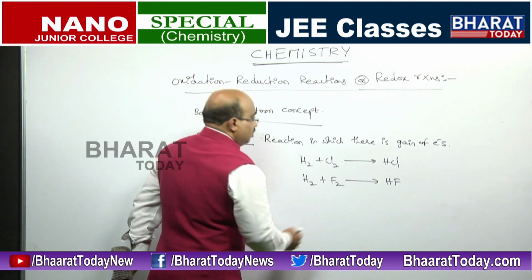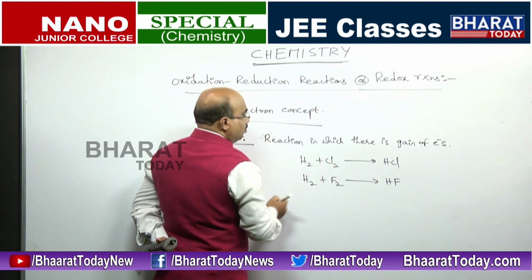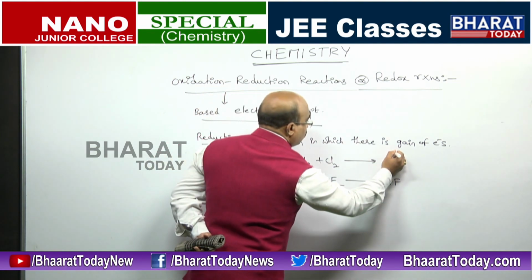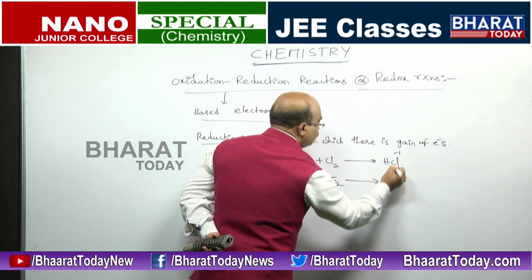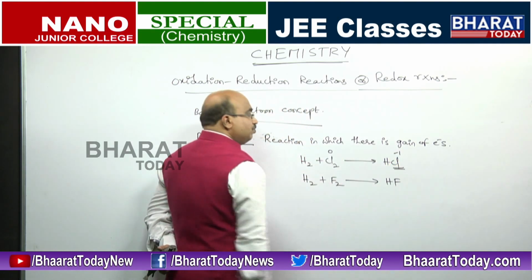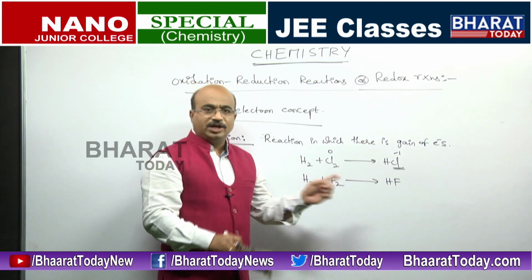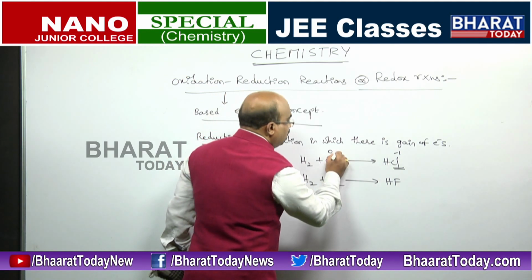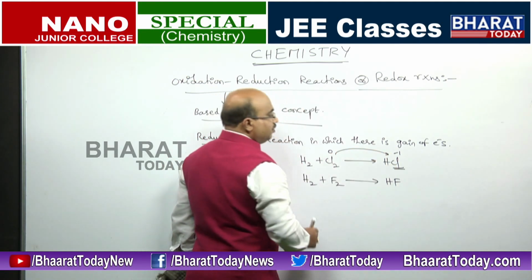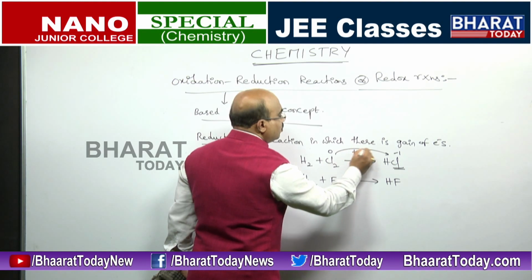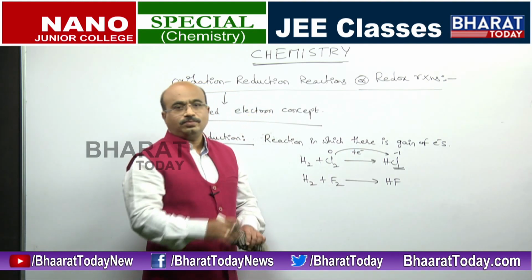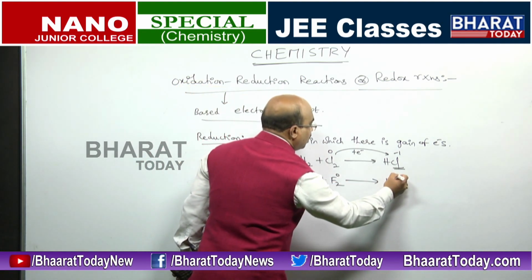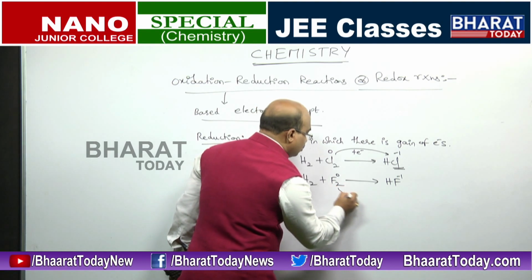What happened is, chlorine is more electronegative, so hydrogen will give its electron to it. The chlorine charge here is -1, while the chlorine charge here is 0. So from the 0 state it comes to the -1 state. The negative charge is increasing, that means it gains electrons. Similarly, the fluorine charge here is 0 and here it is -1, so here also there is reduction.